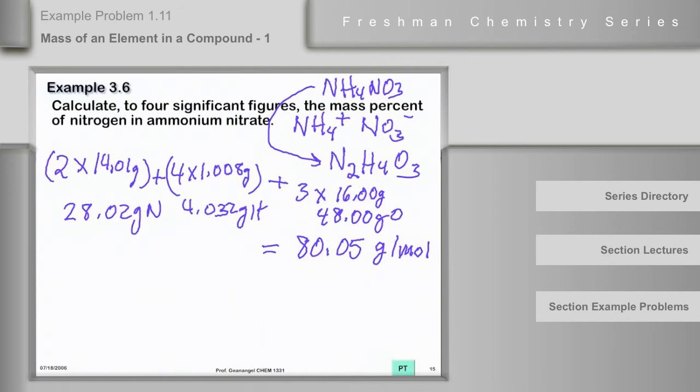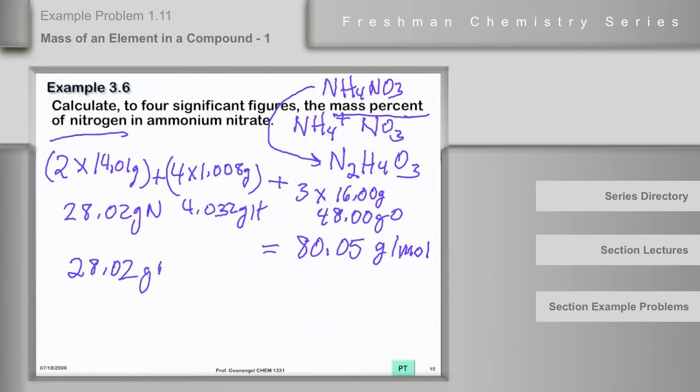Okay, now it asks us for the mass percent of nitrogen. The mass percent of nitrogen would be the number of grams of nitrogen in 100 grams of the compound, right? To calculate that, we just take the grams of nitrogen over the grams of compound that contain that many grams of nitrogen, multiply by 100%. That's how we do the calculation.